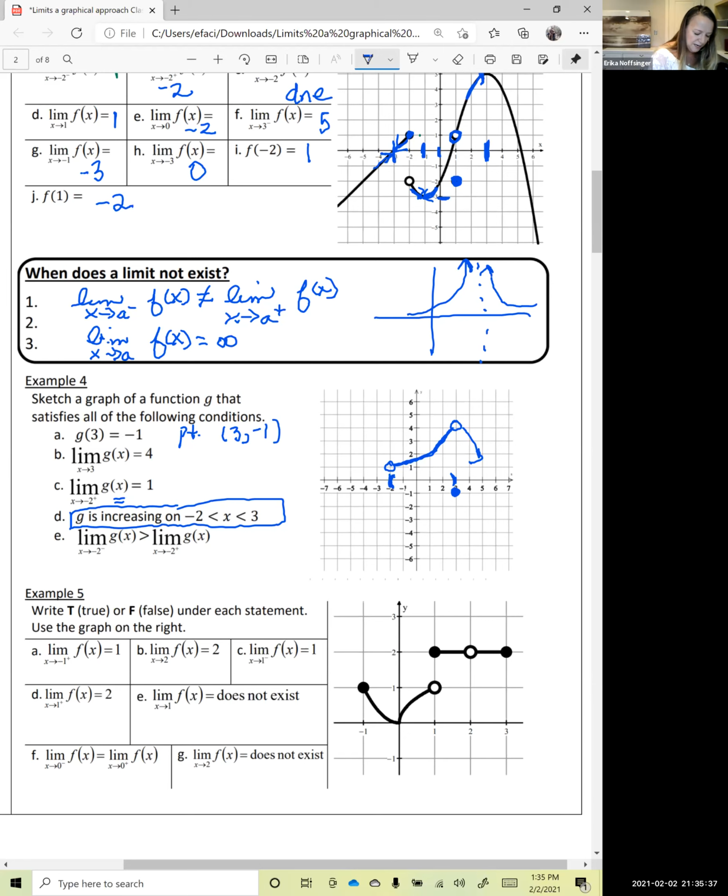And then it tells me for part E that the limit as x is approaching -2 on the left has to be a bigger number. So that y value has to be bigger than the number as x approaches -2 on the right. We knew from part C that the limit as x approaches -2 from the right was going to 1. And we know that that number has to be smaller than the one on the left. So if we're coming into x equals -2 on the left, it has to be above 1. So it doesn't matter where you put it. So maybe right here.